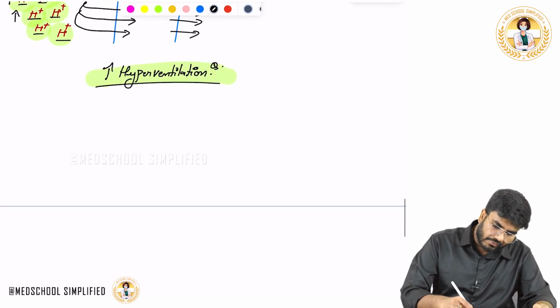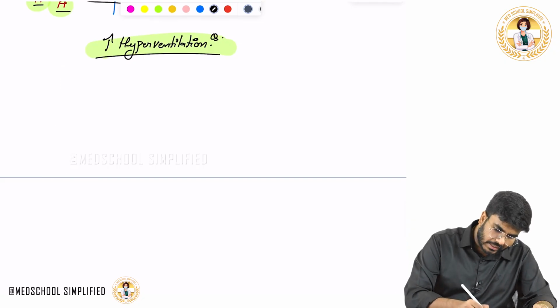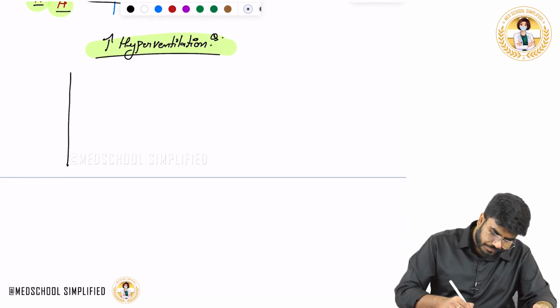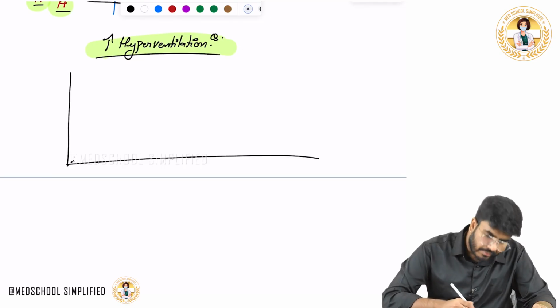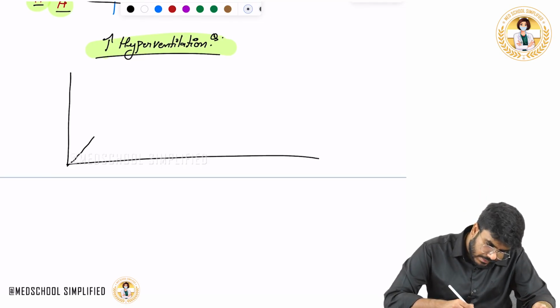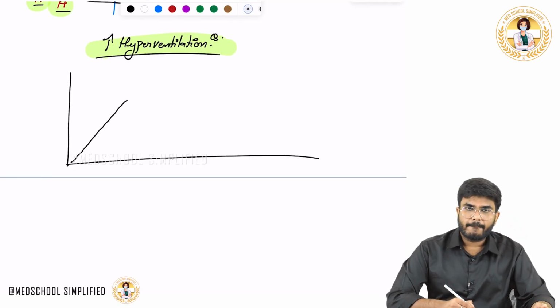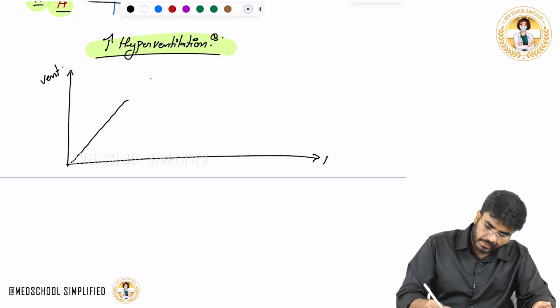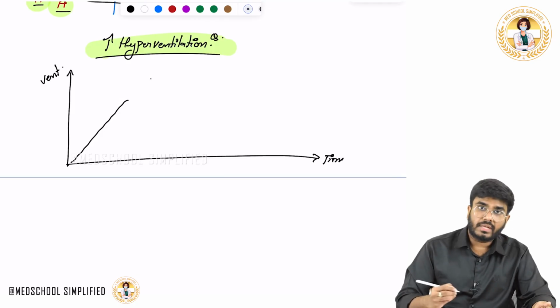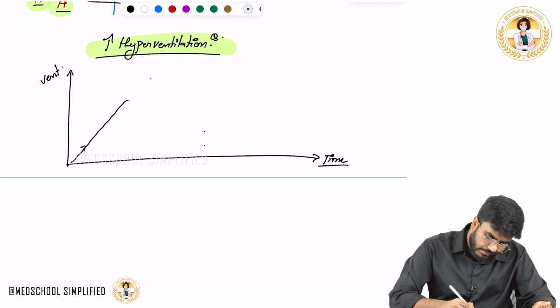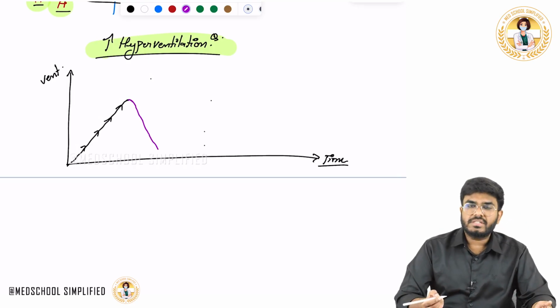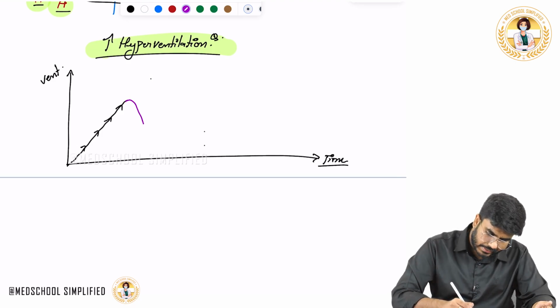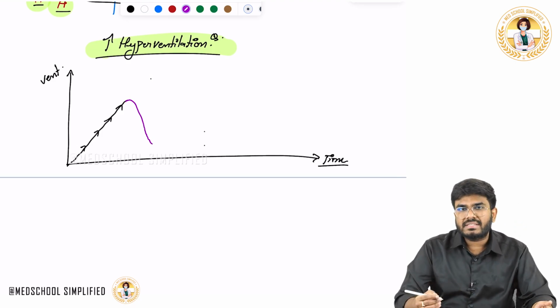So if you look at the graph, initially when the person goes to the high altitudes, his ventilation increased. Here I am talking about the ventilation, and here I am talking about the time period. Time and ventilation. Initially, ventilation increases. Later, ventilation decreases because of the respiratory alkalosis. Ventilation is decreasing. Now your kidneys will come and excrete the bicarbonates.